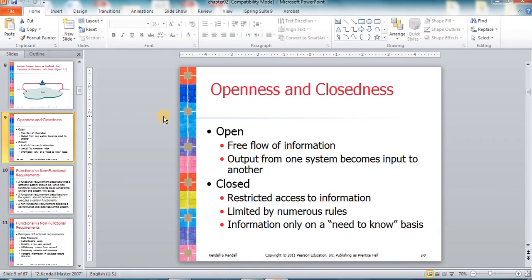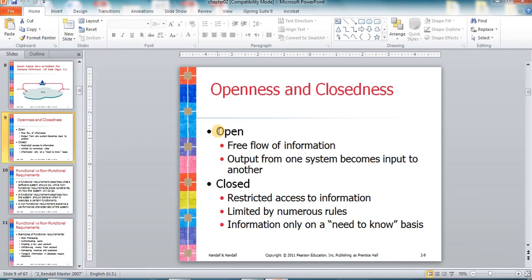So let's talk about details related to system visualization. First, there are two types of systems based on openness and closeness. We have an open system and we have a closed system. What we mean by open and closed is related to the data of the system or the information produced by the system.